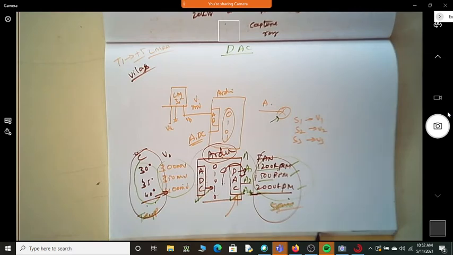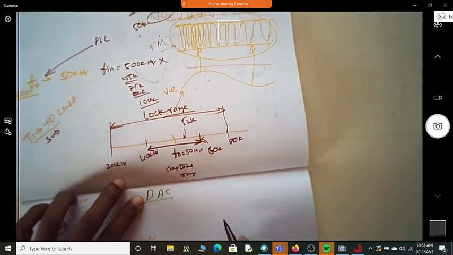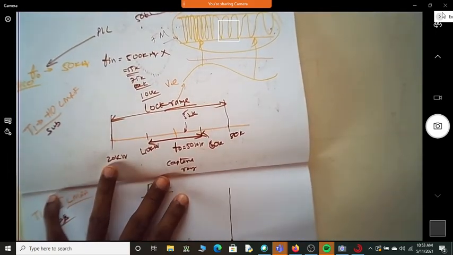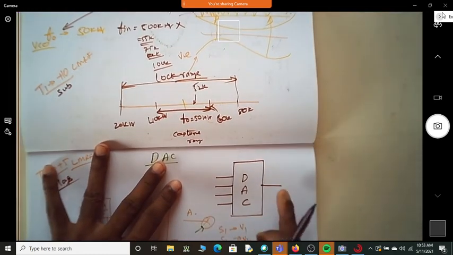Any doubt here? So the purpose of having a DAC is to convert digital to analog output. Suppose you want to represent the DAC by a simple block diagram. If I say this is a digital to analog converter, will it have n number of inputs and a single output?